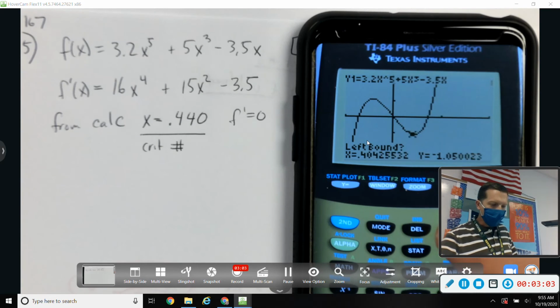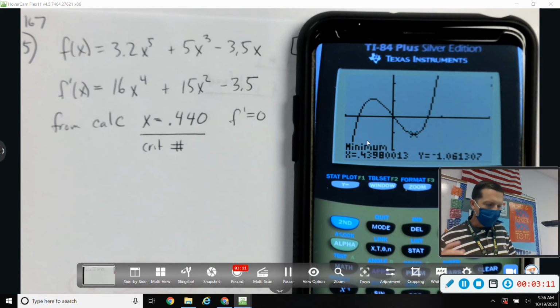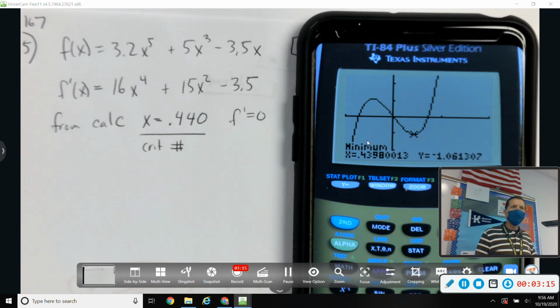Left bound, so just get to the left of what you know is the valley point. To the right of it. Guess something and let's see. Sure enough, 0.44. There's a minimum there.